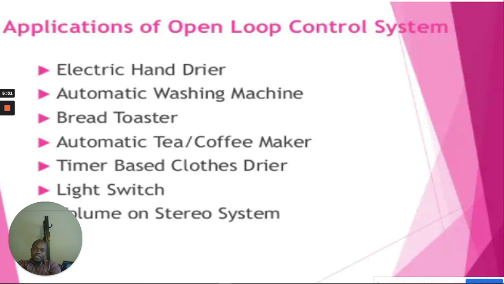Another example of an open loop control system is an automatic washing machine, whereby the machine will wash a specific cloth using a preset time. As long as the machine has run for that specific time, it is presumed that the clothes have been cleaned, whether they are clean or not. The machine doesn't check whether the clothes are clean for it to stop washing. So that's another example of an open loop control system.